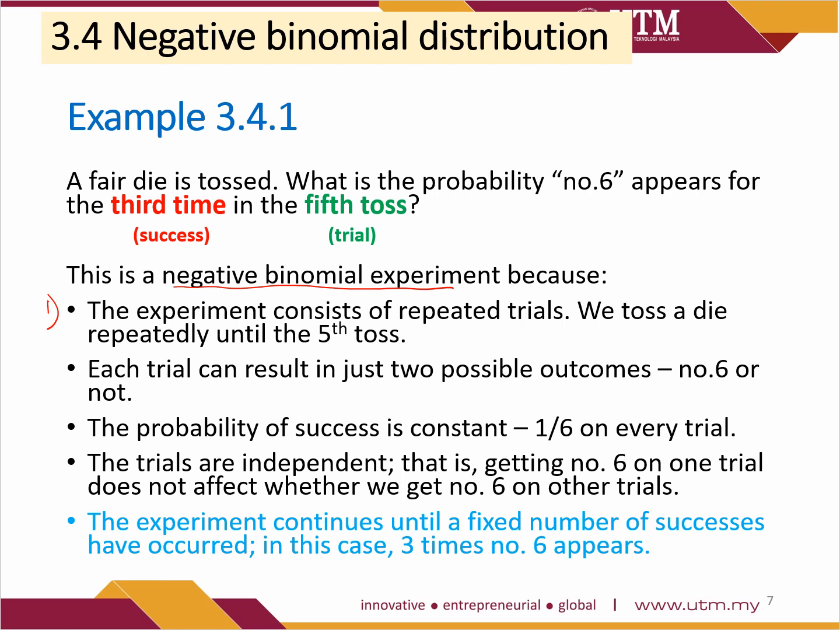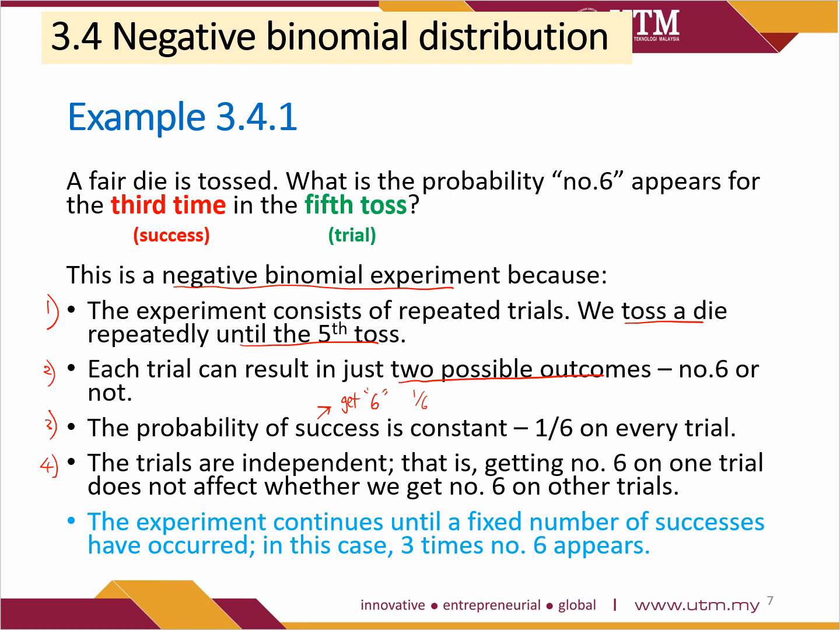Like binomial. Okay, so for this experiment, we toss a die repeatedly until the 5th toss. The second one, it is negative binomial because each trial can result in just 2 possible outcomes, either 6 or not. And the third one, the probability of success, given success is getting 6, is constant. So it will be 1/6 on every trial. And then the fourth one, the trials are independent. That is, getting number 6 on one trial does not affect whether we get number 6 on the other trials.